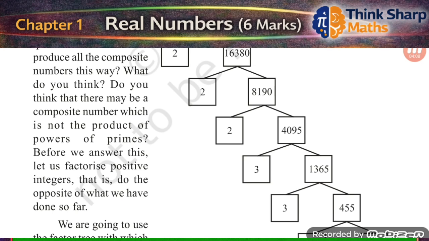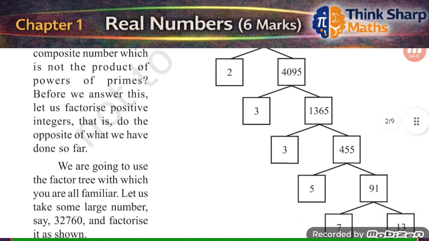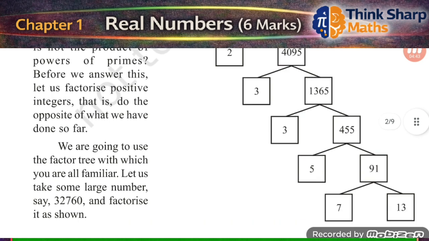Whenever a question mark is there, you have to stop for some time and think on it. So can we produce any composite number which is not a product of prime numbers? No. All composite numbers can be written as a product of prime numbers. Before we answer this, let us factorize a positive integer, that is, do the opposite of what we have done so far. We are going to use the factor tree, with which you are all familiar. Here also they are assuming that you are familiar with the factor tree.